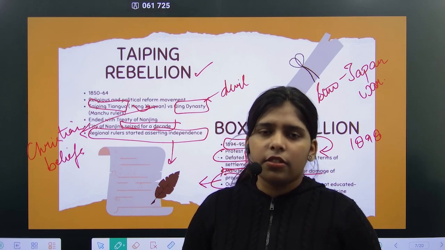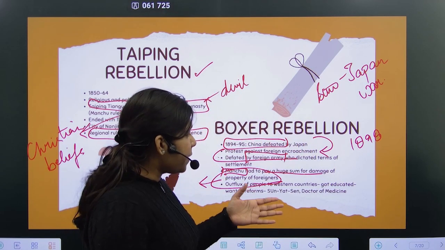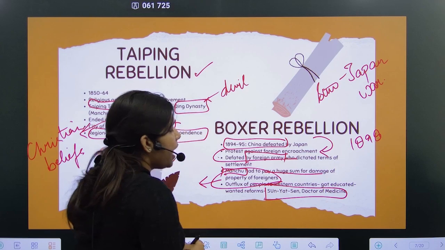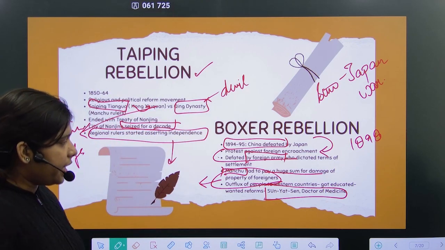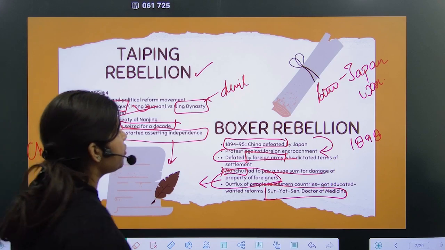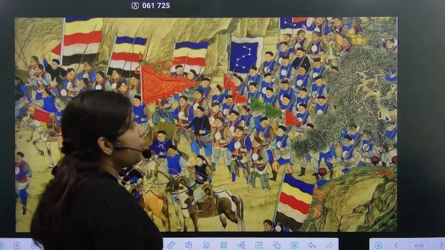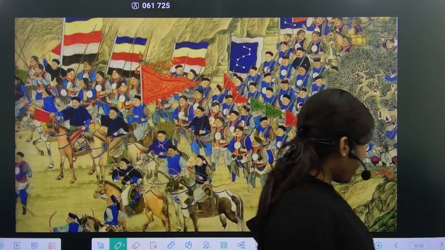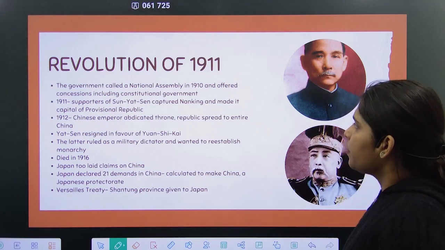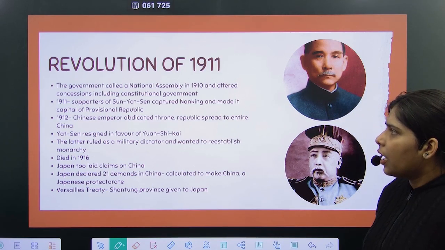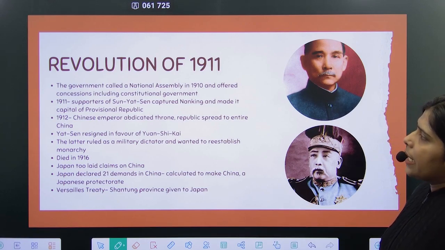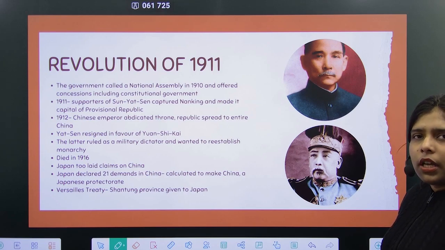Among these students, among these people who went out to study, was Sun Yat-sen. Sun Yat-sen was a doctor of medicine; he studied medicine. He came back to China and demanded reforms in China. And Sun Yat-sen also formed the Nationalist Party in China. This is the Boxer Rebellion led against the Japanese. Sun Yat-sen formed the Nationalist Party in China.